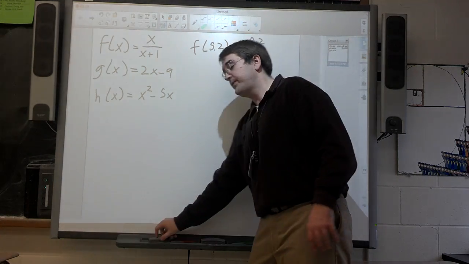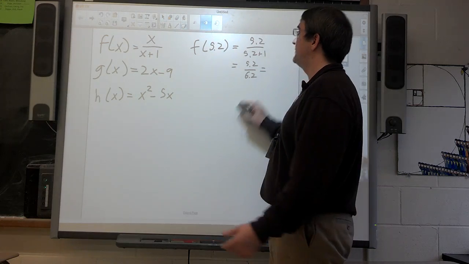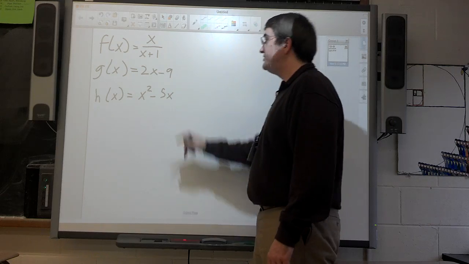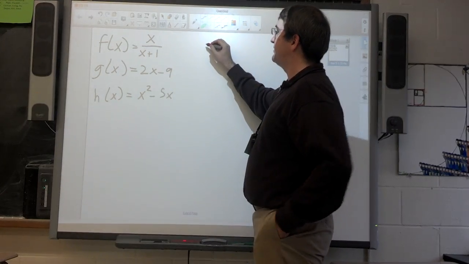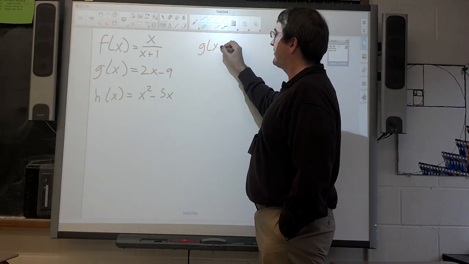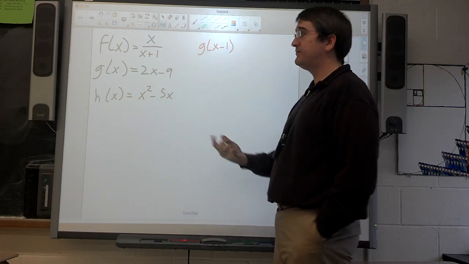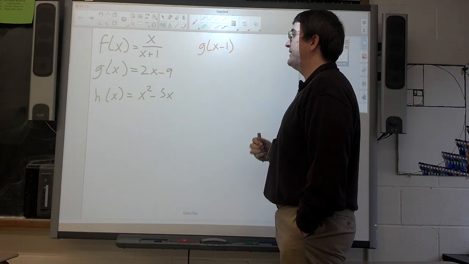But it doesn't have to be just numbers that you plug in. You can actually plug in things other than numbers. You could plug in entirely different expressions. Take the second one, g of x. G of x equals 2x minus 9. I'm going to plug in x minus 1. I'll have that be my input. Instead of just a specific number, it's going to be the expression x minus 1.